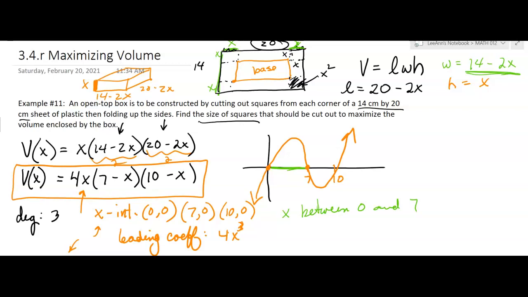Now here's where it gets a little tricky. The maximum is going to be right up here. Where is that point occurring? We know it's somewhere between 0 and 7, but where does it occur? If you have a graphing calculator or technology, you can figure out exactly where that is. But I've already talked about how this class doesn't require a graphing calculator.